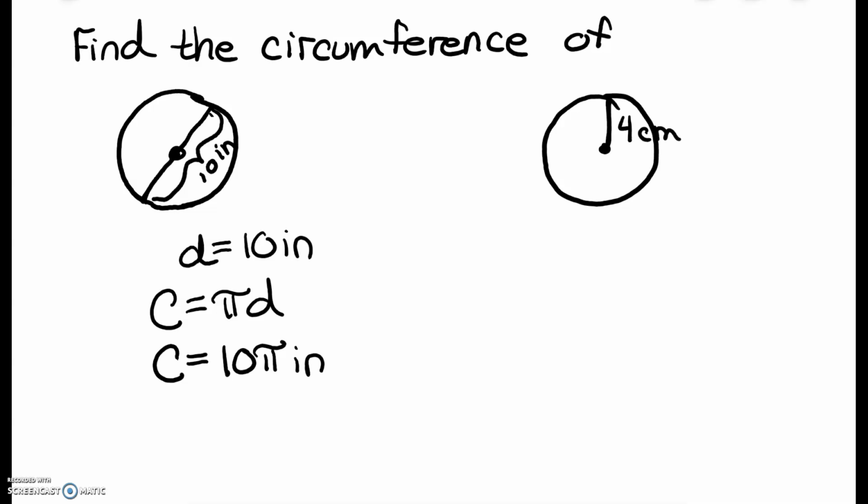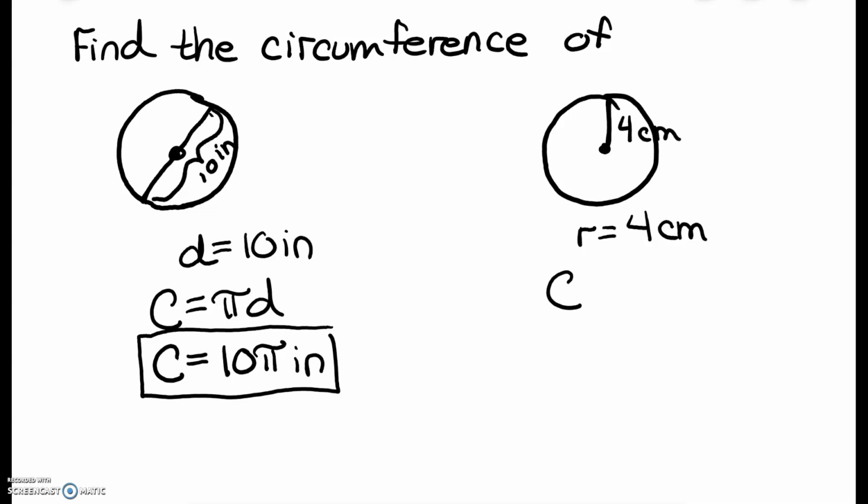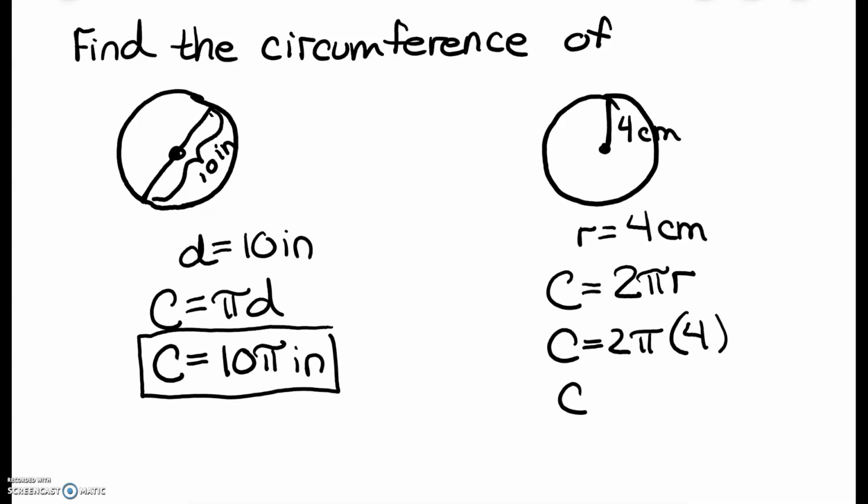So this is 10 pi inches, and I'm done here. In this example, I wasn't given a diameter, I was given a radius, and it said the radius is 4 centimeters. So I'm going to use my other formula of 2 pi r to figure out the circumference. I'm just going to plug r in, and I get 2 pi times 4. So the circumference is, when I multiply 2 times 4, I get 8 pi, and it's going to be centimeters.